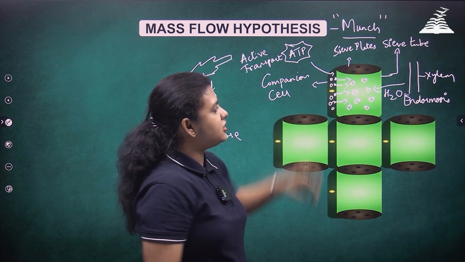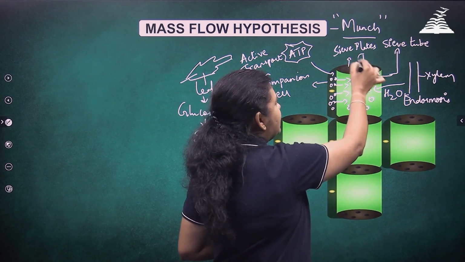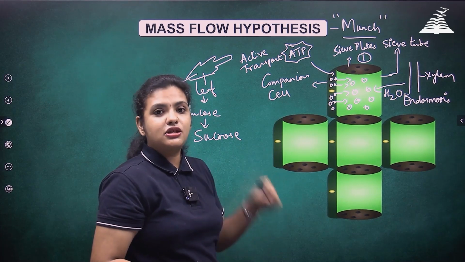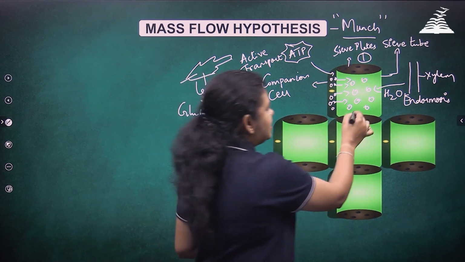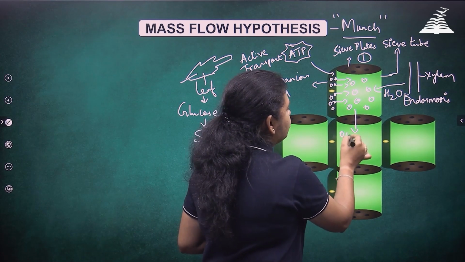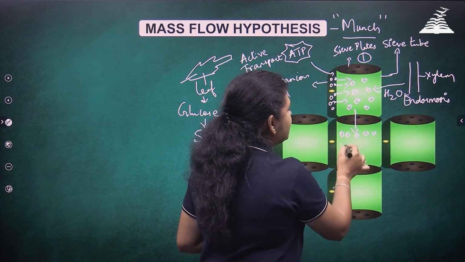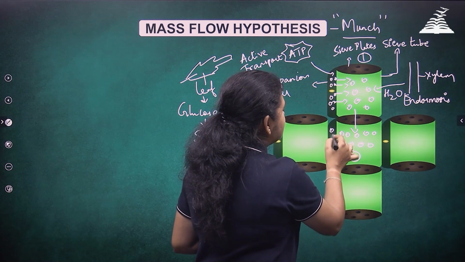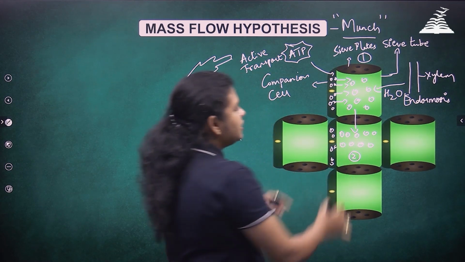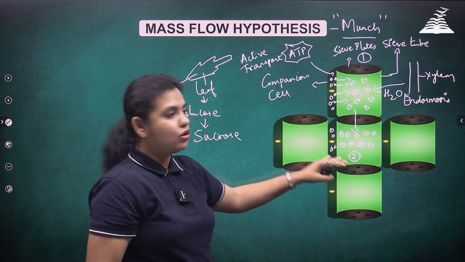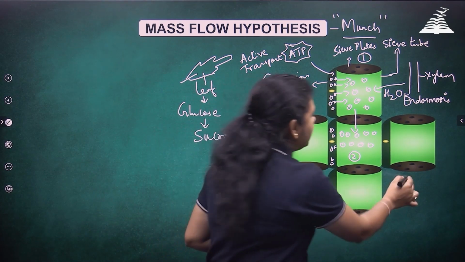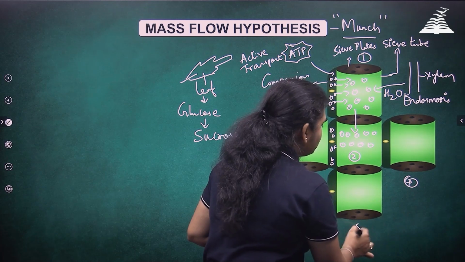There is higher concentration of sucrose molecules in this cell. So cell number 1 is going to give these sucrose molecules to the adjacent cell. Sucrose molecules enter cell 2. So this is your cell 2. Companion cells have got more sucrose. Sieve tube has more sucrose. The adjacent cells 3, 4 and 5 have got less sucrose molecules.